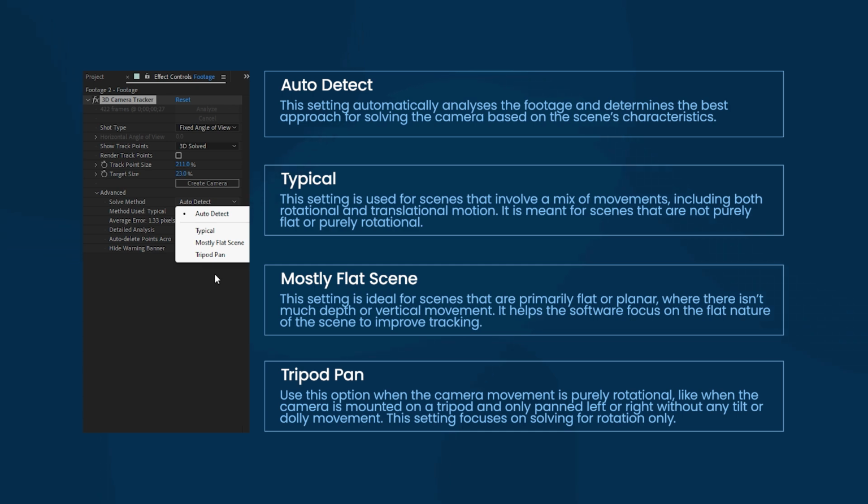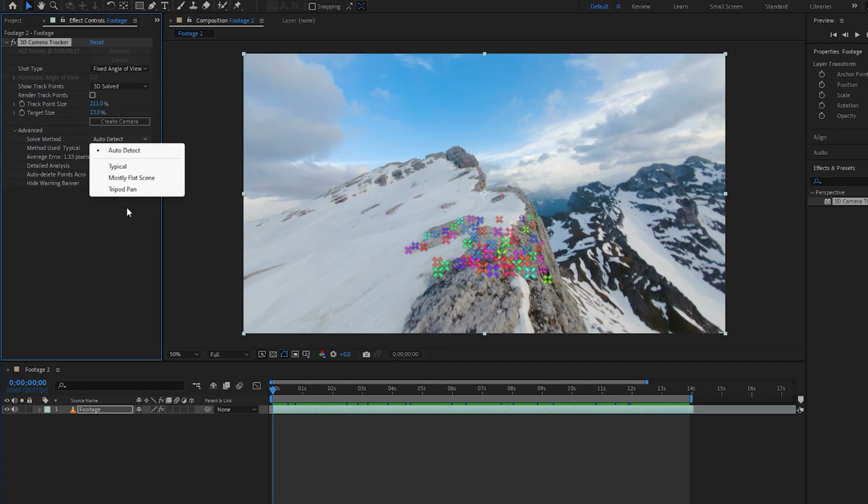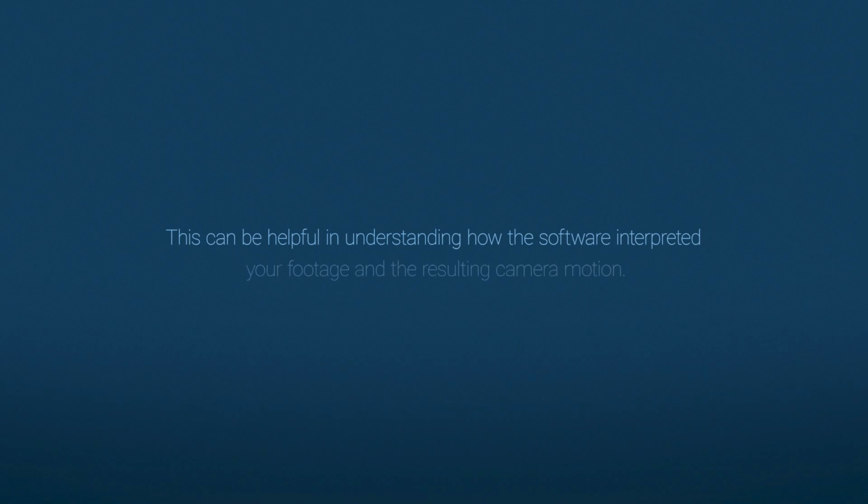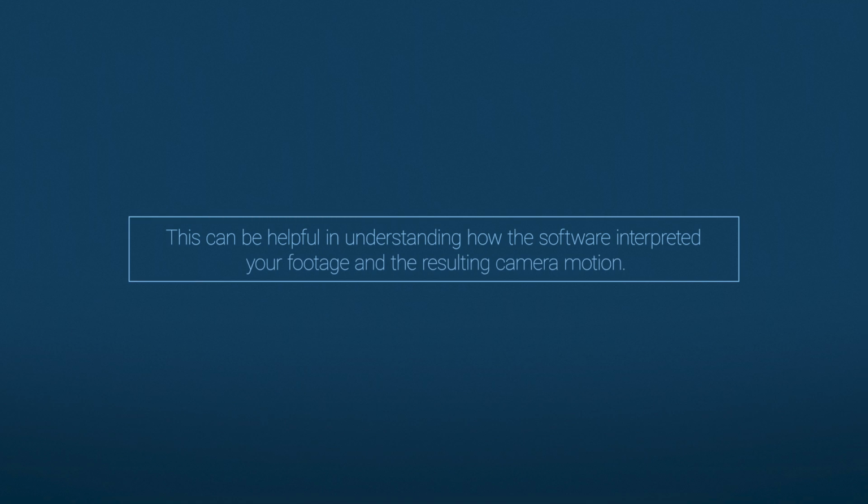If you want to improve the accuracy of the camera tracking, you can select one of the options based on your footage. You can see the details about each option on the right side of the screen. Since auto-detect was selected, After Effects used the typical method for this fast moving drone footage. This can be useful in understanding how the software interpreted your footage and the resulting camera motion.